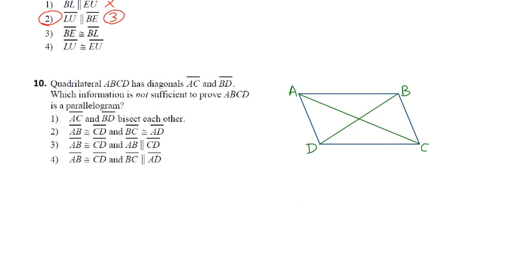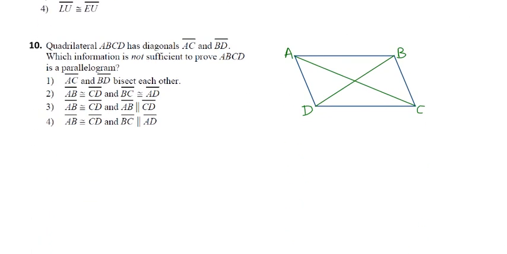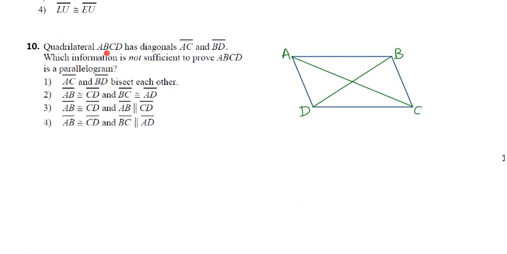And finally, number 10, we have quadrilateral ABCD. Quadrilateral ABCD has diagonals AC and BD, which information is not sufficient to prove ABCD is a parallelogram? So in this case, we're looking for that one that is not sufficient to prove that the quadrilateral is a parallelogram.